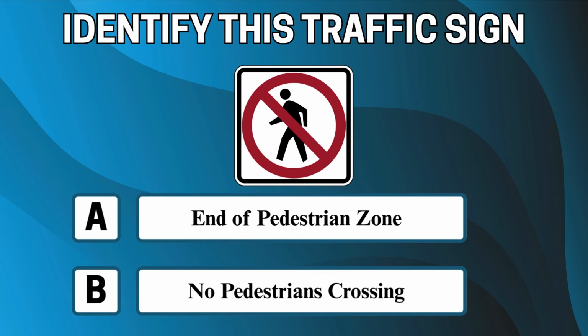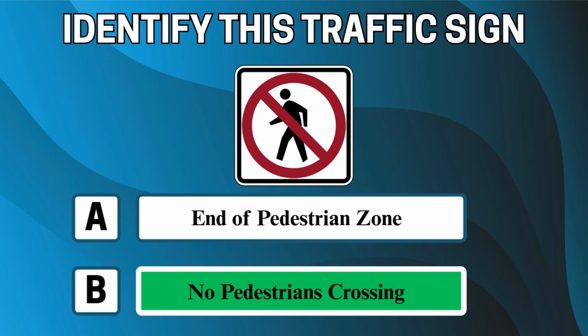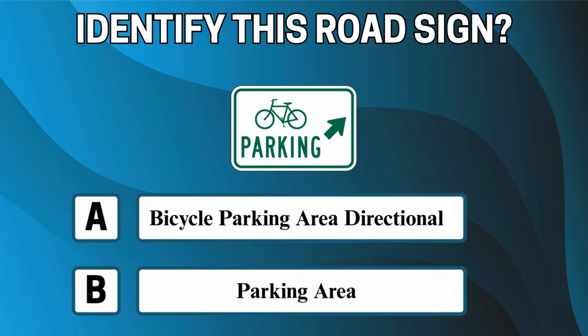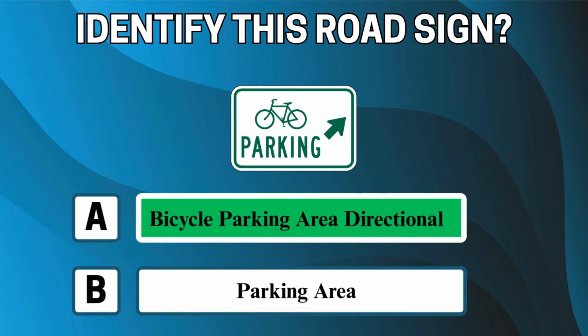Identify this traffic sign. Correct, it is the no pedestrians crossing sign. Identify this road sign. Excellent, it is the bicycle parking area directional sign.